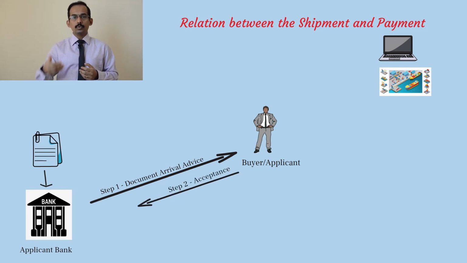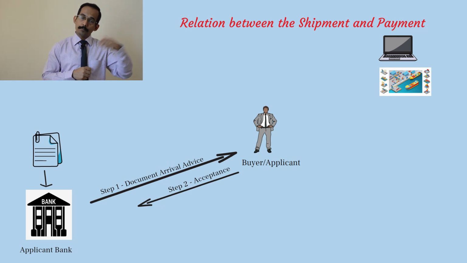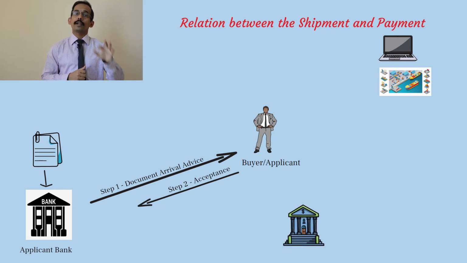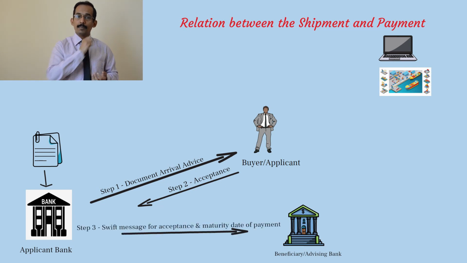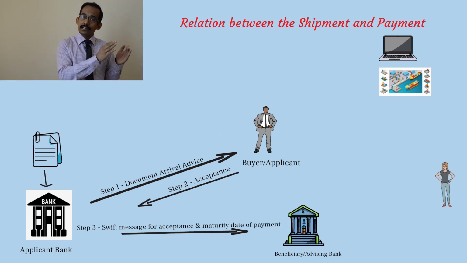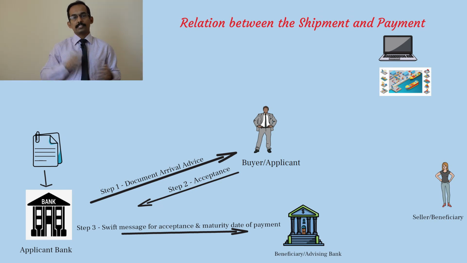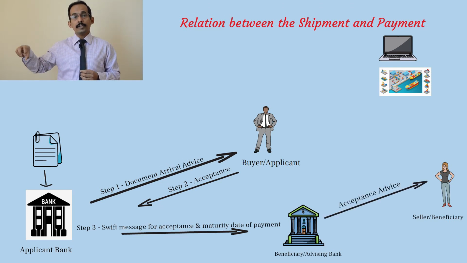Now the applicant goes through the discrepancies and they need to accept these discrepancies in order to collect the original documents. Now this acceptance has to be done either by signing on the document arrival advice and providing it back to the applicant bank, or in present days it can be done through the online bank portal. So once this acceptance is given by the applicant to the applicant bank, a SWIFT message is sent from the applicant bank to the beneficiary bank stating that the documents have been accepted, and in turn the beneficiary bank intimates the beneficiary regarding the acceptance.